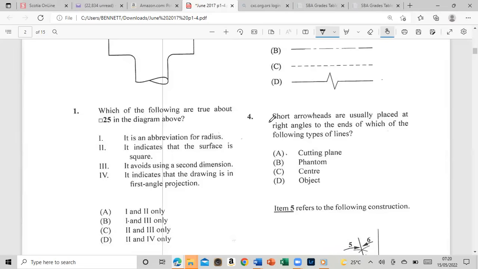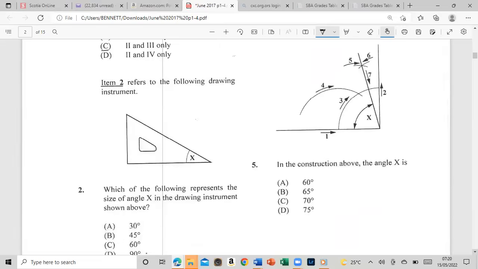So 2, it indicates that the surface is a square and it avoids the second dimension. So that would be C. So number 1 is C. All right, let's move on to number 2.